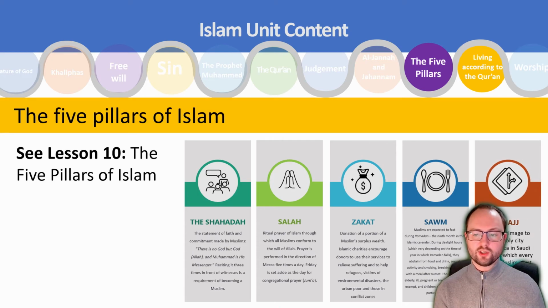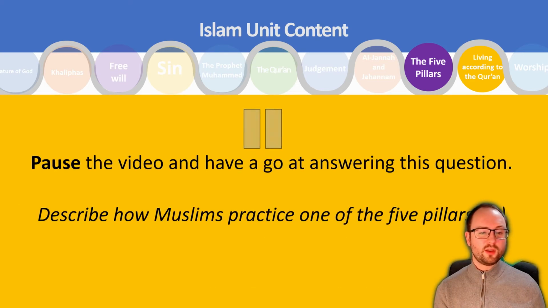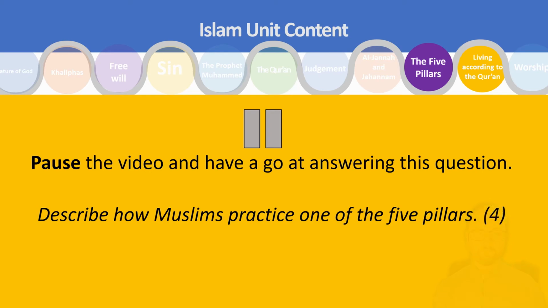Finally, Hajj. Hajj is one of the 5 pillars, which is a pilgrimage to the holy city of Mecca in Saudi Arabia, which every adult Muslim must make at least once in their lifetime. And we've covered that in that lesson. Okay, so if you've had a look at the lesson, if you're ready, you can attempt this question. Describe how Muslims practice one of the 5 pillars, and give me 4 marks for that answer. So choose one of the 5 pillars and describe how Muslims practice it.